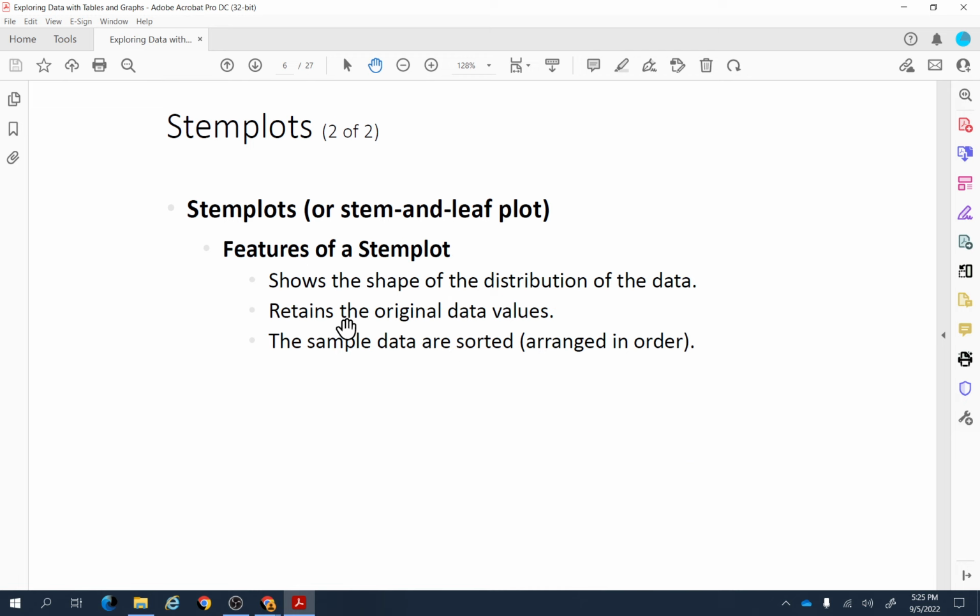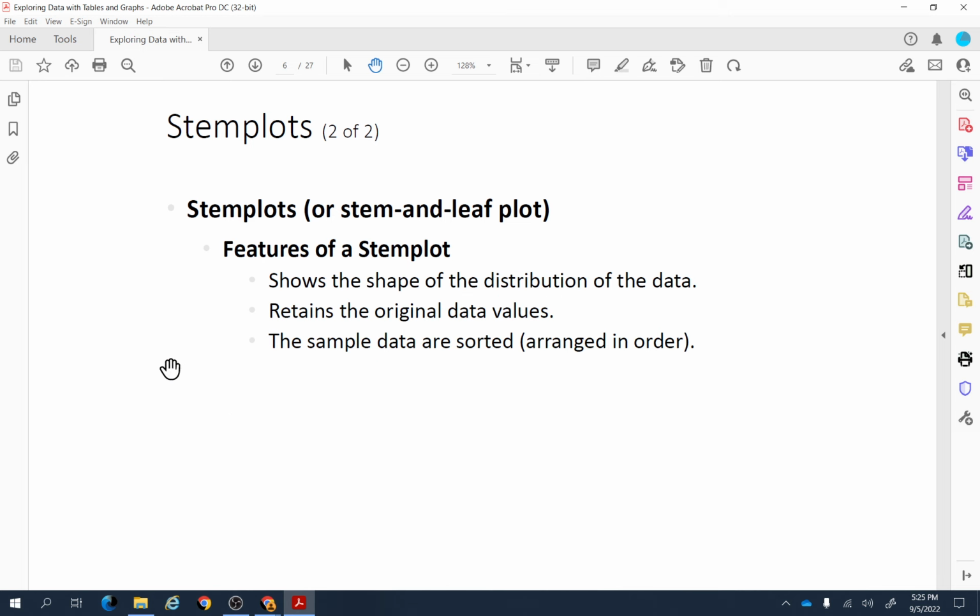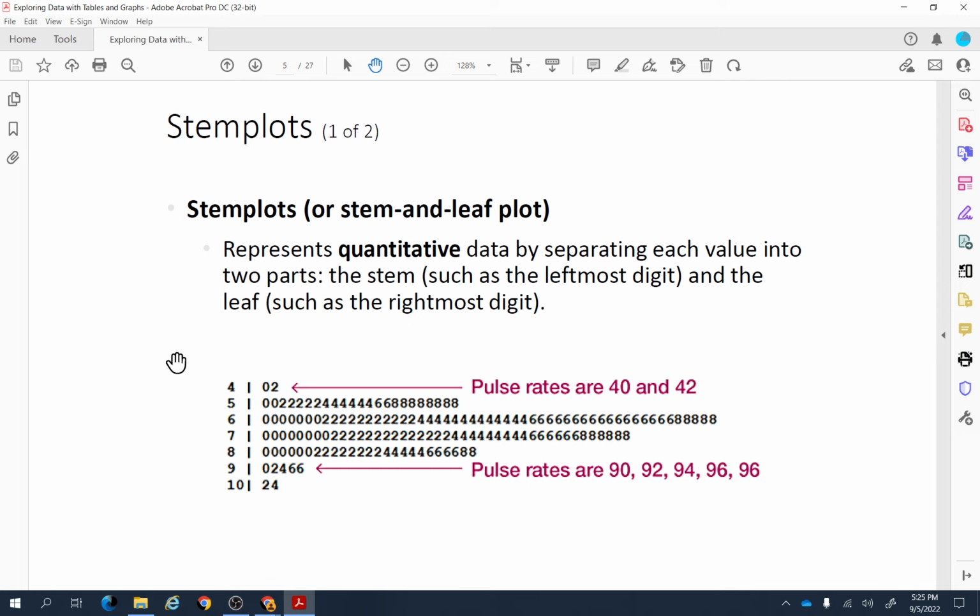You can see the shape of the distribution of the data by just looking at the stem plot, and you can retain the original values. As you can see here, the data is sorted, so it's easy to look. If the data is sorted, then you can always say, hey, this one is the smallest. Like in this case, 40 is the smallest one, and 104 is the largest one. Like 10 2 means 102 and 104. So 104 is the largest one.